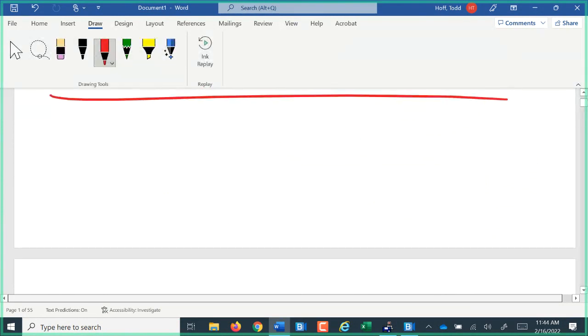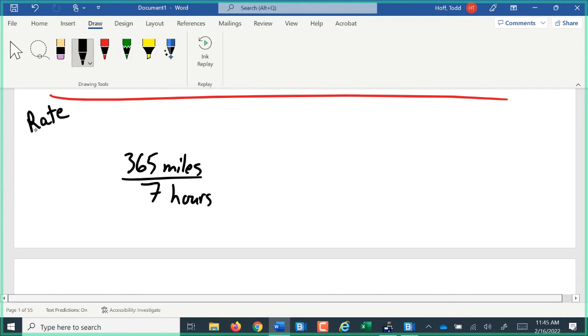But what if we have two numbers that have different labels that we can't change? Let's say we're going to go on a trip and we drive 365 miles, 7 hours. Up above, I was able to change the feet into inches and turn it into a ratio. Here, I cannot do that. I can't change the miles into hours or the hours into miles. This is what we refer to as a rate.